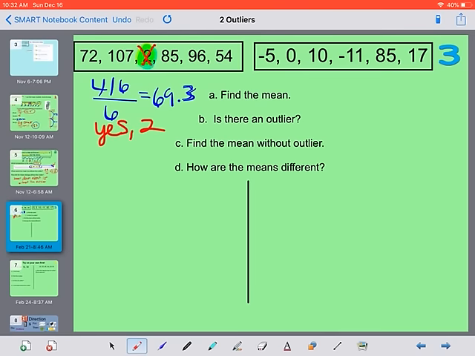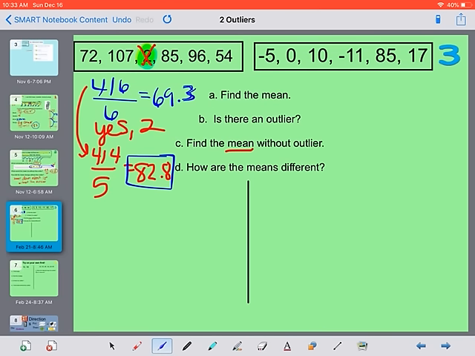So now if we eliminate that one, find the mean without the outlier, now we only have 5 numbers. And we know 416 was all of the numbers added up, so we can just subtract the 2. 416 minus 2 is 414. So 414 divided by 5 numbers gives us 82.8. Now this 82 is more representative of the numbers that we have. It's about in the middle of all of those, where 69 was a little bit on the low end.